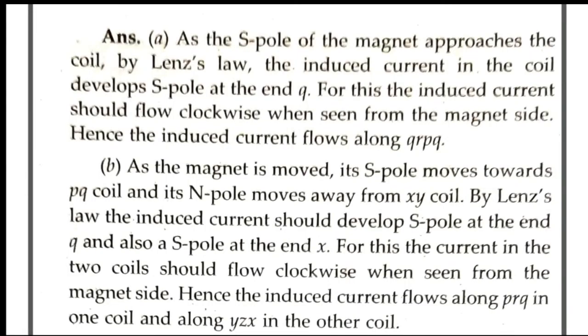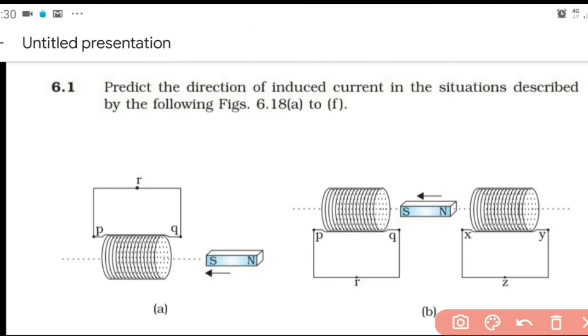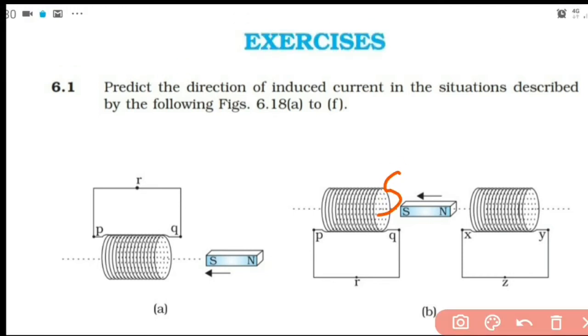In B part, as the magnet is moved, the south polarity should be induced here. That means on the left coil, on this side, south polarity should be induced. For that, current should be flowing in clockwise direction. So for current flow to be in clockwise direction, this should be the direction of current. That means in PRQ direction. The direction of current is PRQ.